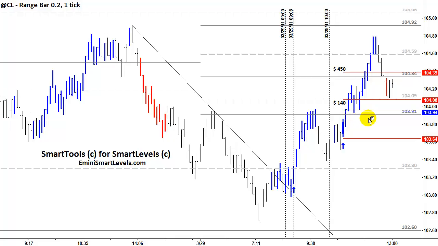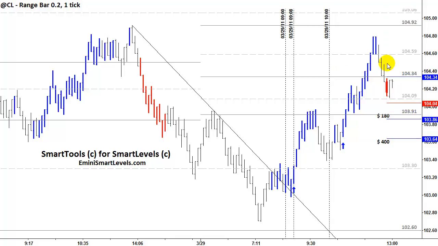And this is the power of the SmartLevels. You can see this 103.91 level held perfectly, and I had a great trade in my hand. I actually exited both contracts at 104.34, the position trading level. The market went higher, however, without me on board, and then pulled back.